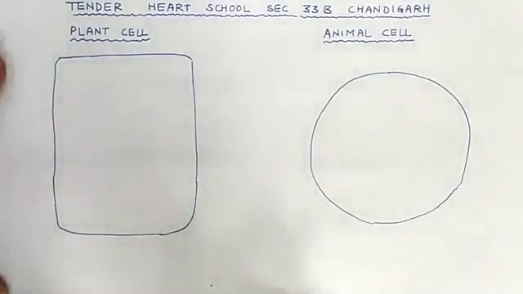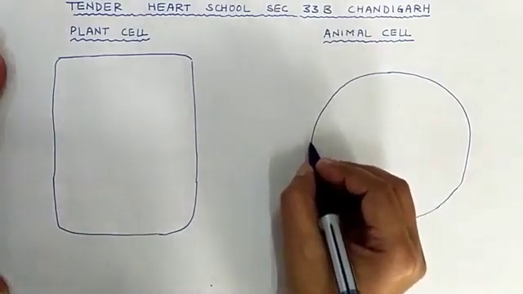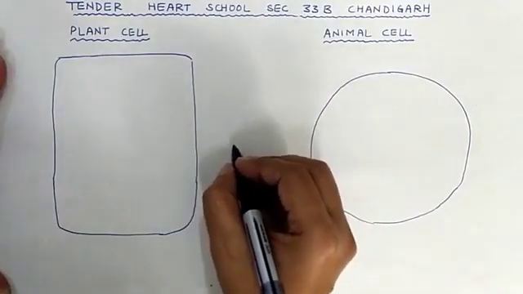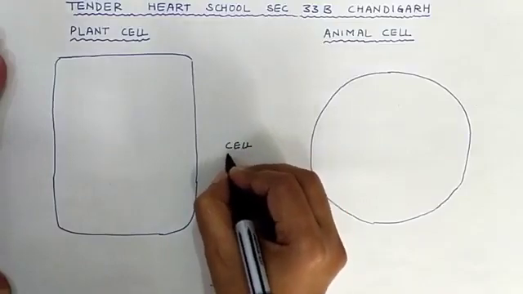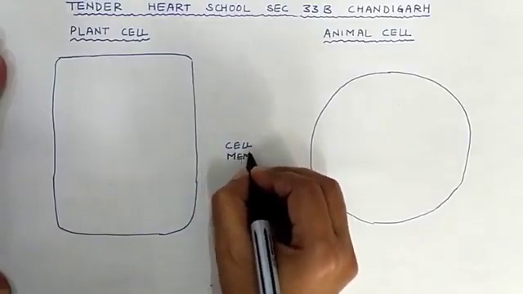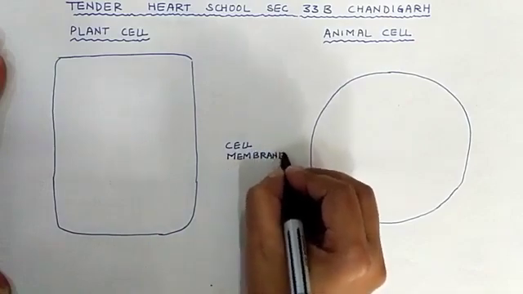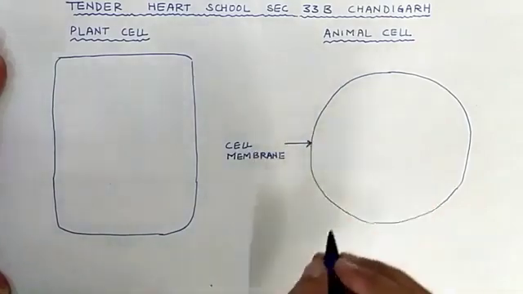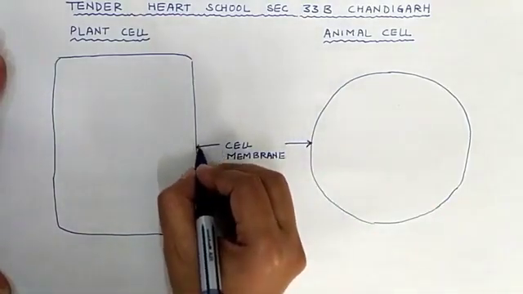Okay, now in the animal cell, the outermost organelle is this cell membrane. So let us label here. Cell membrane, it is giving protection to the animal cell. Similarly, cell membrane is present in the plant cell.